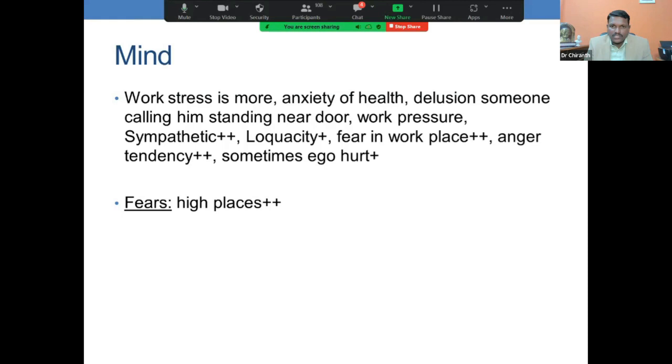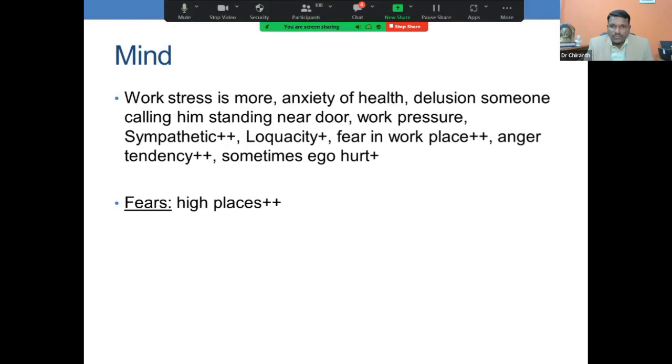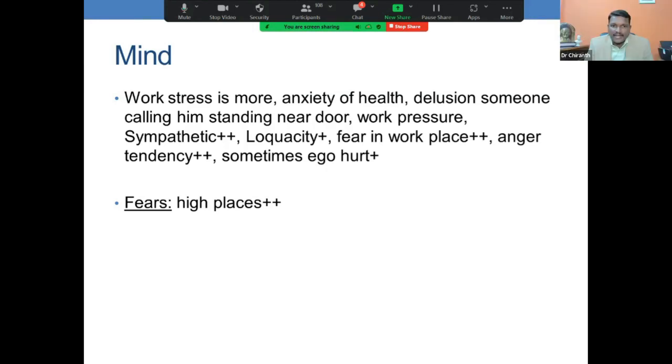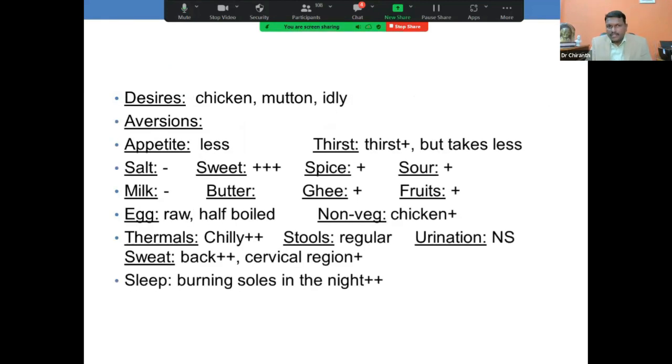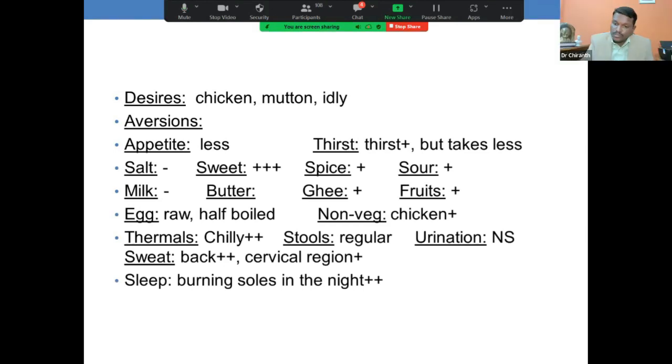And work pressure was the thing which a lot of people have nowadays. And he was sympathetic, loquacious. He had fear in workplace, thinking what the seniors would say if he does a mistake. He was a little kind of angry person, and sometimes his ego was hurt if somebody says something. He had fear for high places. And you see the desires: chicken, mutton, and idli. He had the sweet desire, half-boiled egg, chili, perspiration in the cervical region and back, burning soles in the night.